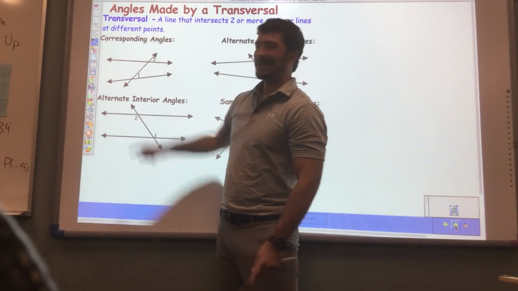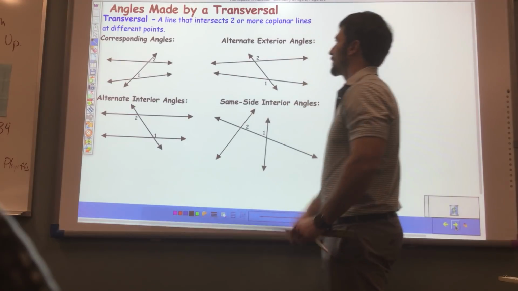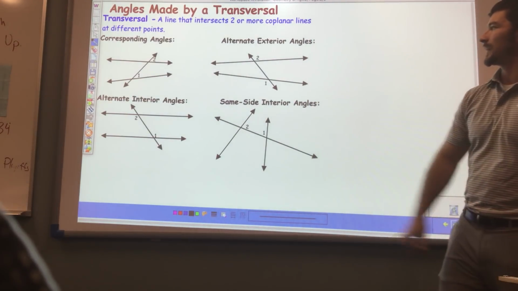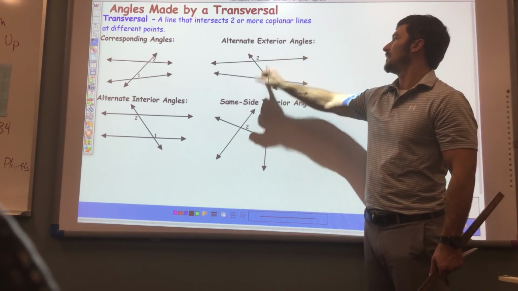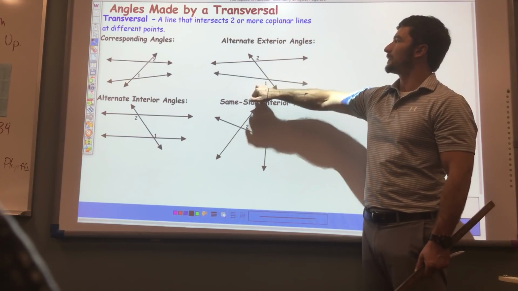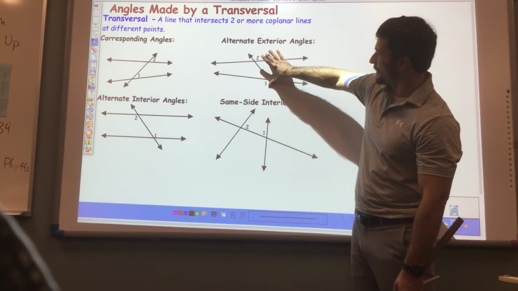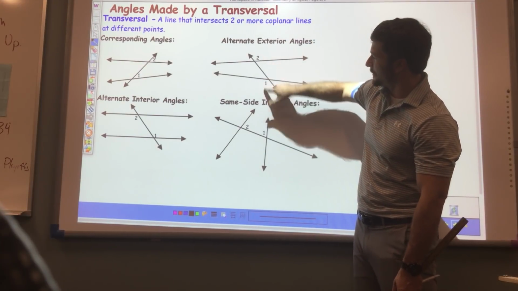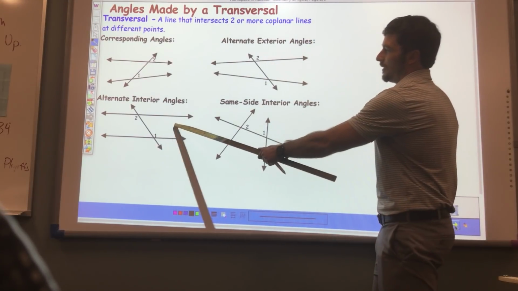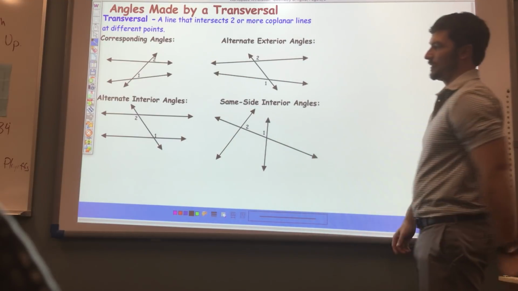So these are alternate interior angles. We also have alternate exterior. So again, alternate refers to the transversal. They're on alternate or different sides of that transversal. And then exterior, because now they're on the outside of these two lines. So alternate interior, alternate exterior.